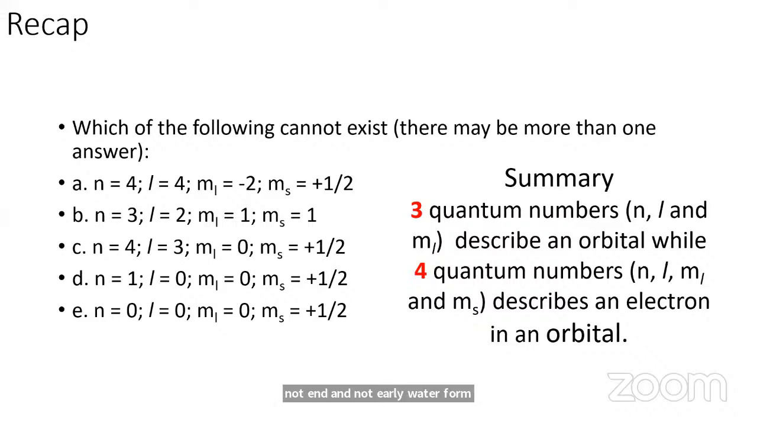Now, the second one, B, says N equal to 3, L equal to 2, ML equal to 1, MS equal to 1. Why this cannot exist is because MS is equal to 1. MS can either be -½ or +½. So we have L equal to 2, telling us that it is a D subshell. If L equal to 2 is a D subshell, and ML equal to 1, and you have MS equal to 1, which is wrong.